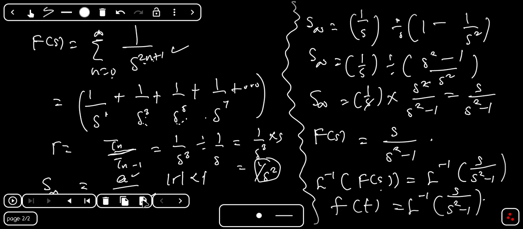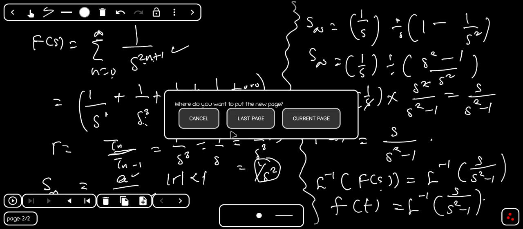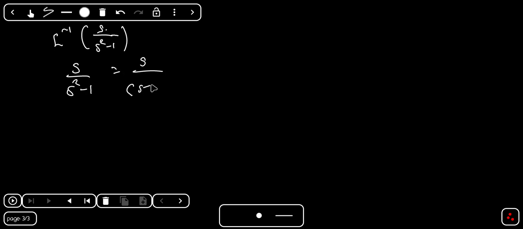So how do we find the inverse Laplace of s over (s^2 minus 1)? That's the next thing we want to do. The first thing is to split this into partial fractions. We want to split s over (s^2 minus 1) into partial fractions. That is, s over (s^2 minus 1) is also equal to s over (s minus 1) multiplied by (s plus 1).